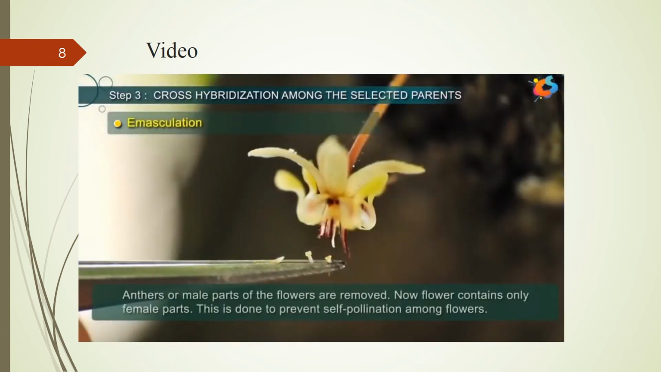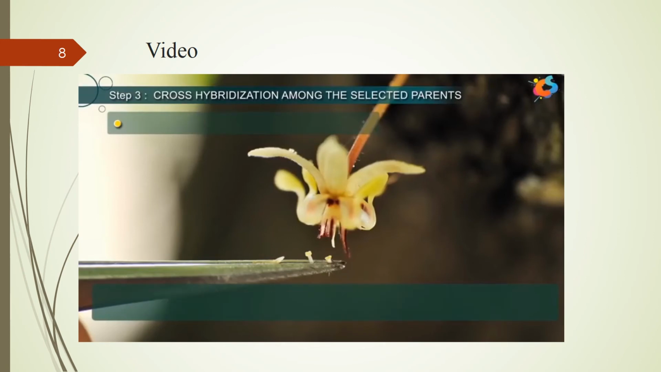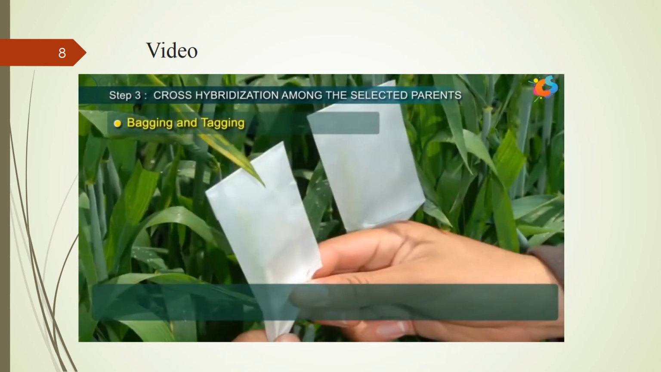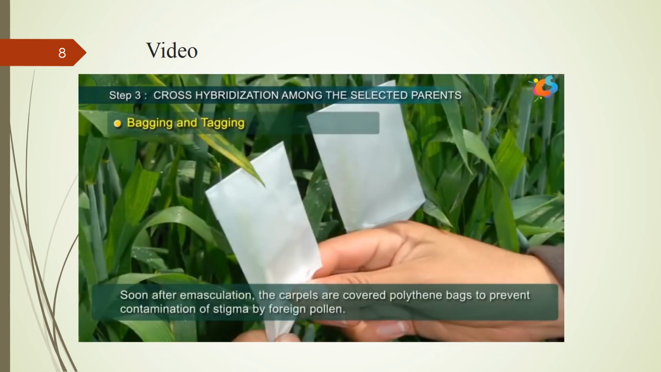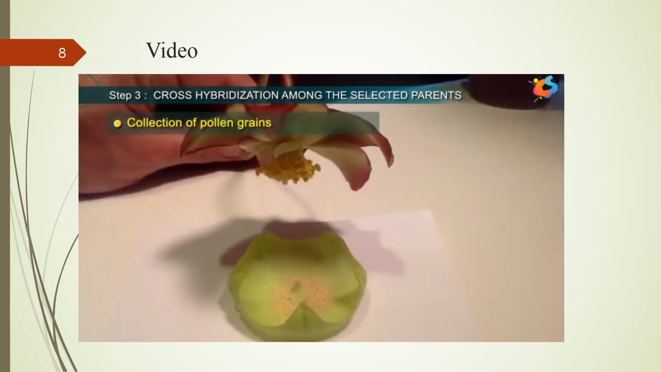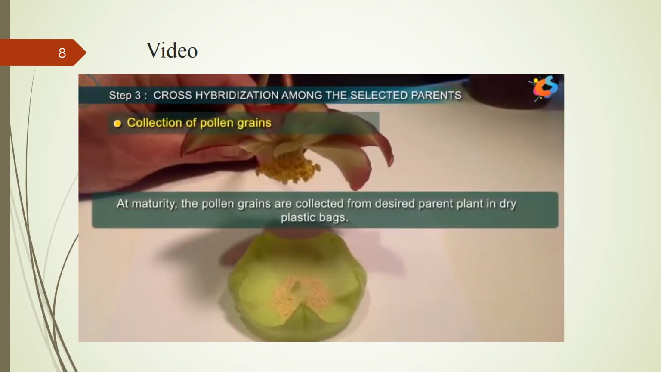Emasculation. Anthers or male parts of the flowers are removed. Now the flower contains only female parts. This is done to prevent self-pollination among flowers. Bagging and tagging. Soon after emasculation, the carpels are covered with polythene bags to prevent contamination of the stigma by foreign pollen. Collection of pollen grains. At maturity, the pollen grains are collected from the desired parent plant in dry plastic bags.